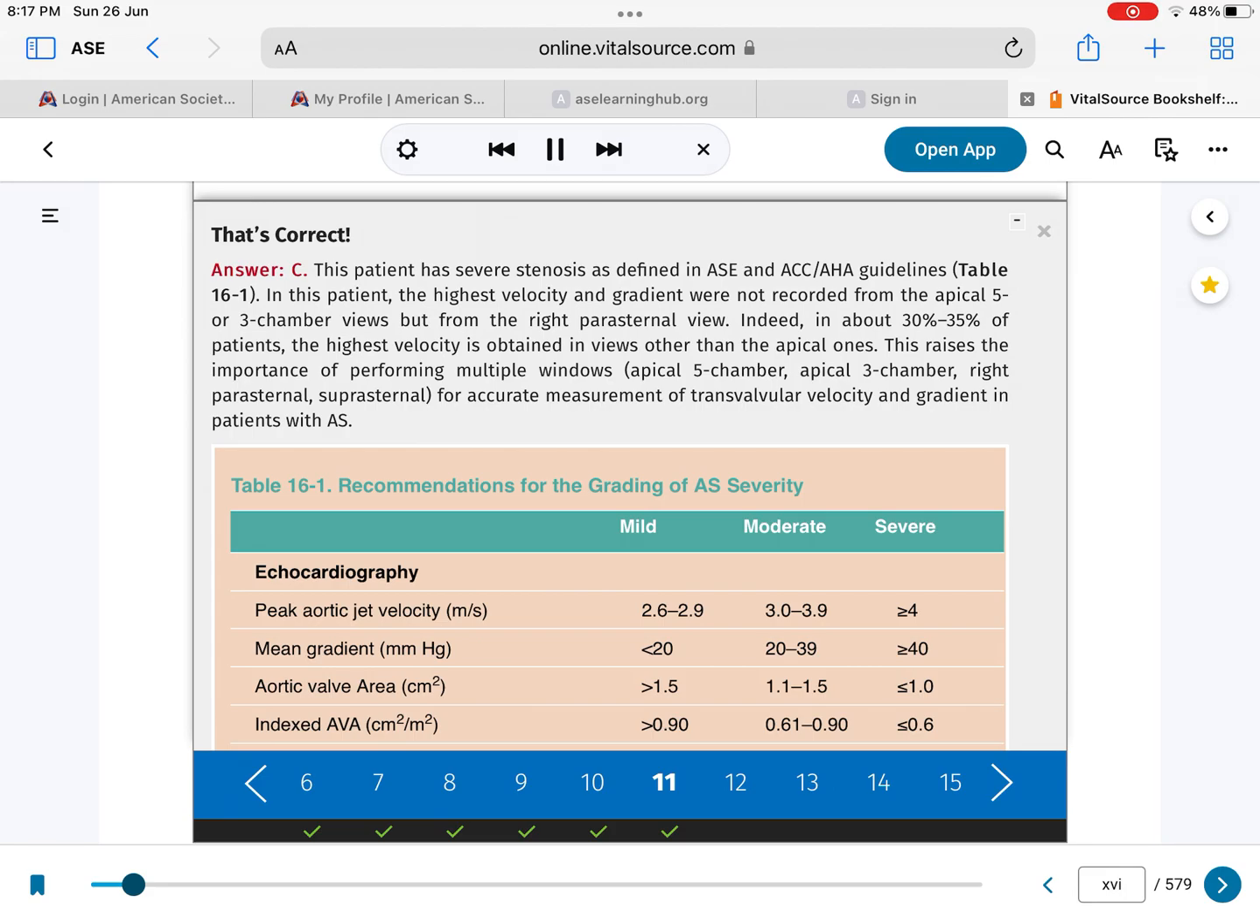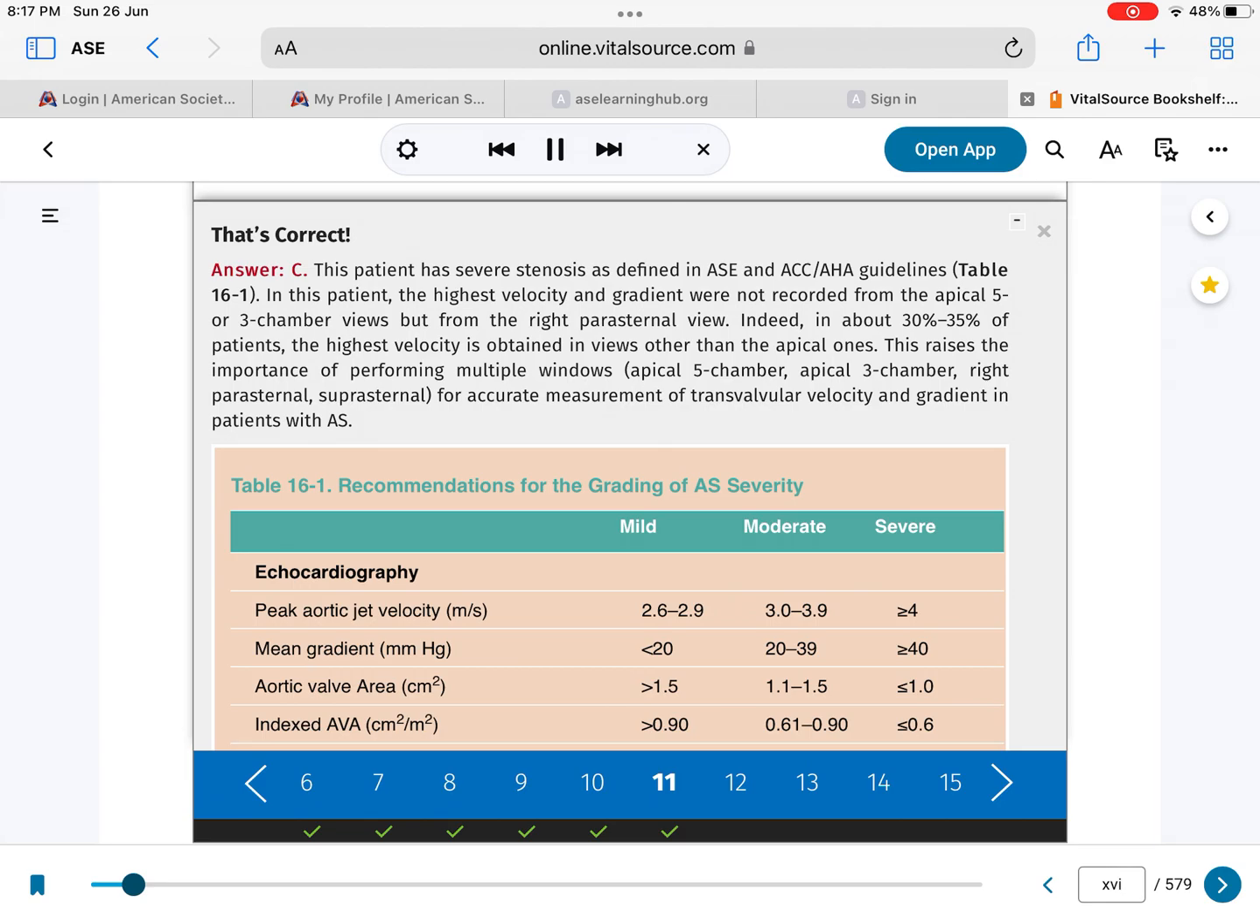What would be the appropriate management of this patient? A. The AS is moderate and a follow-up echocardiogram can be obtained in 1-2 years. B. The AS is severe but a watchful waiting strategy is appropriate and a follow-up echocardiogram can be obtained in 6 months to 1 year.